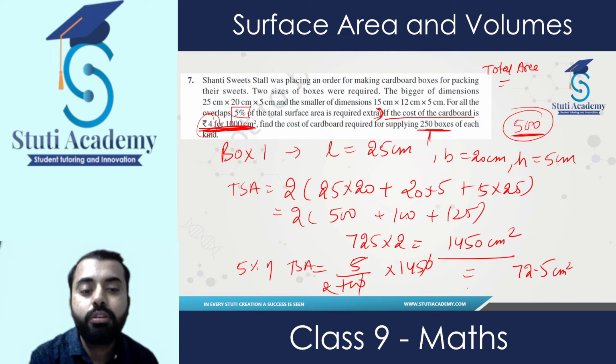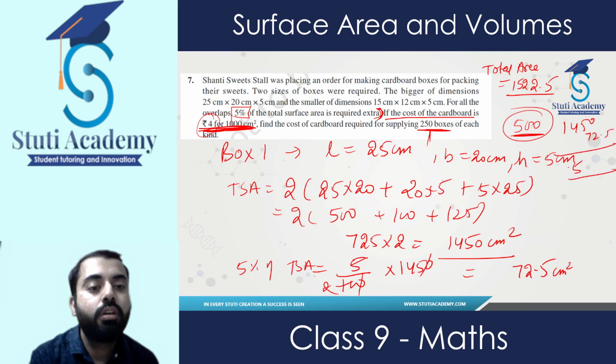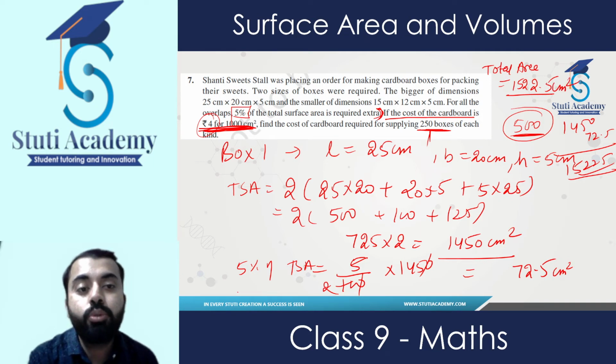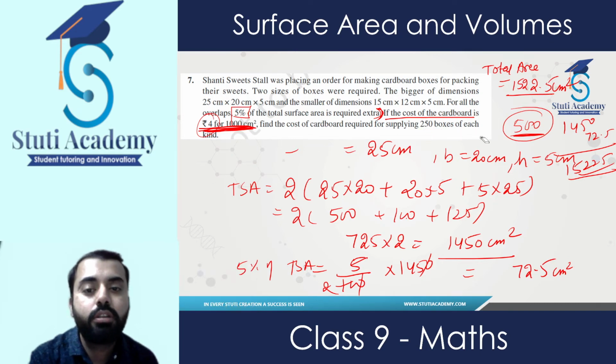So your total area becomes 1450 plus 72.5. You get this 1522.5. That is the total surface area of the box. Now erase this. I don't need this.